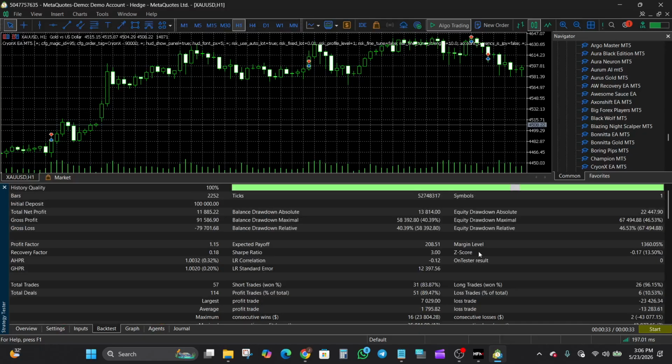But I think one of the main factors that contributed to this 11.9% net profit is the win rate, right? We can see that the EA has an excellent win rate, 83.87% for the short trades, 96.15% for the long trades. For this particular set of trades, right, over this particular market conditions. So do not conclude that these past results will result in similar future performance, okay? Because past performance does not guarantee future results, okay?